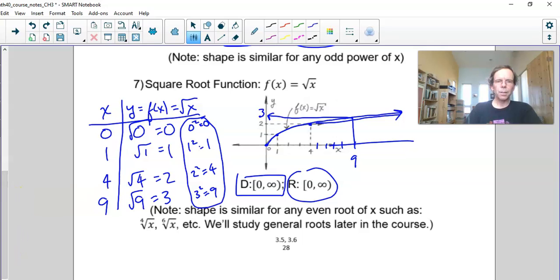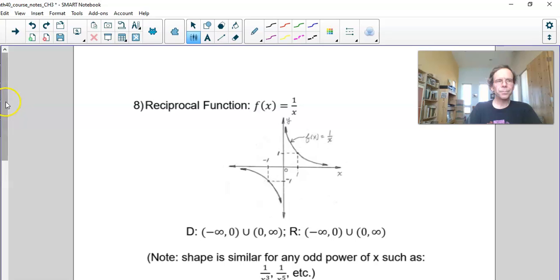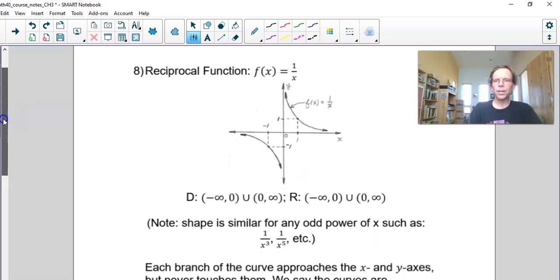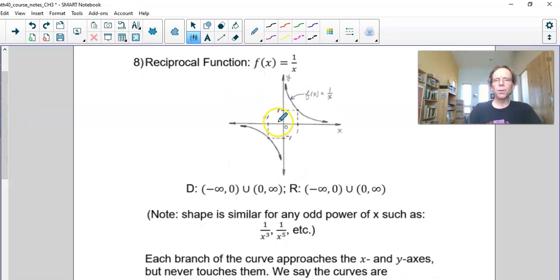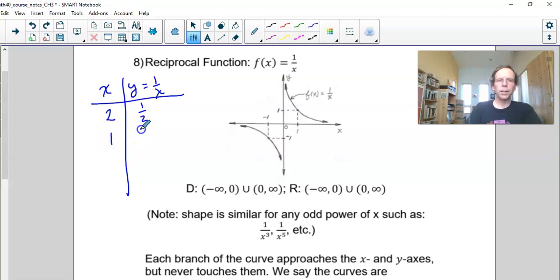All right. Just a few more here, and then we'll quit. Video's getting a little long. Reciprocal function, 1 over x, has this funny shape. I think you can see, at least for this right branch, what's going on. If you do a table of points, I'm just going to say y equals 1 over x here. Let's try this. What if you put in 2, you're going to get 1 over 2, that's a half. If you put in 1, you're going to get 1 over 1, that's 1.